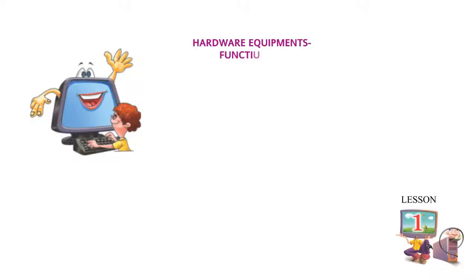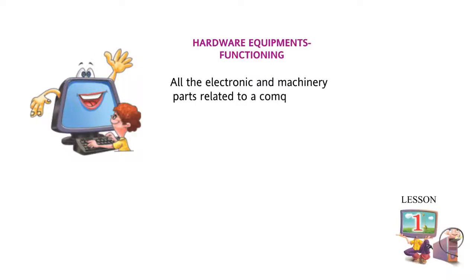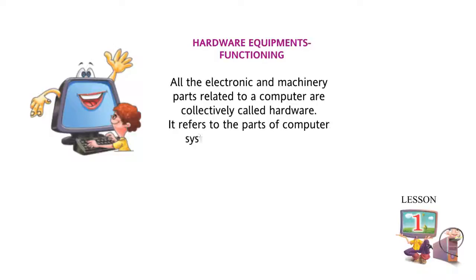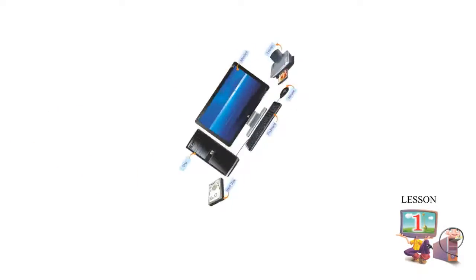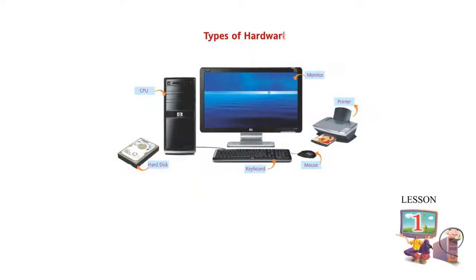Hardware equipments functioning. All the electronic and machinery parts related to a computer are collectively called hardware. It refers to the part of computer system that you can touch and feel. Types of hardware. Hard disk, CPU, keyboard, mouse, printer, monitor.